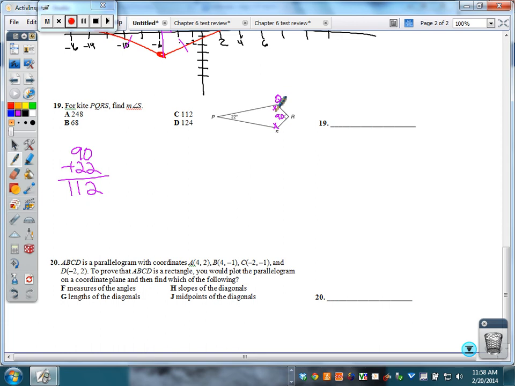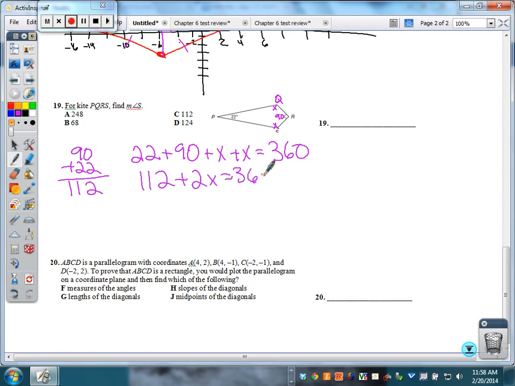So we have 22 plus 90 plus x, and that's going to equal 360. So we have 112 plus 2x equals 360. When we subtract the 112, we get 248. So when I divide by 2, we get 124. Is that my right answer? No. That's what x equals. Yes, that is my right answer, sorry. X is 124. Okay?